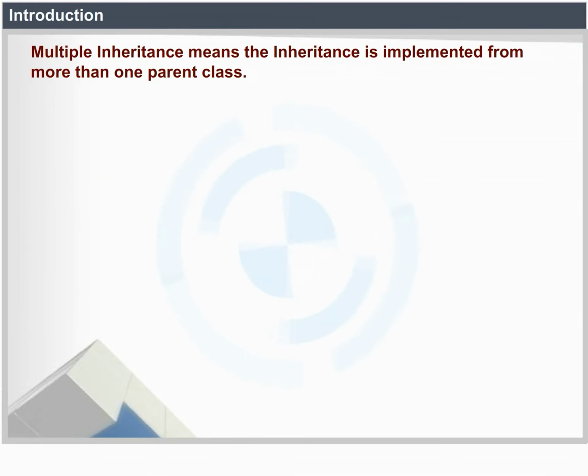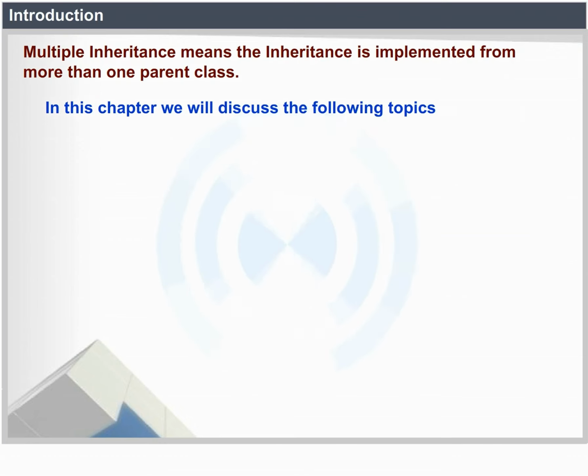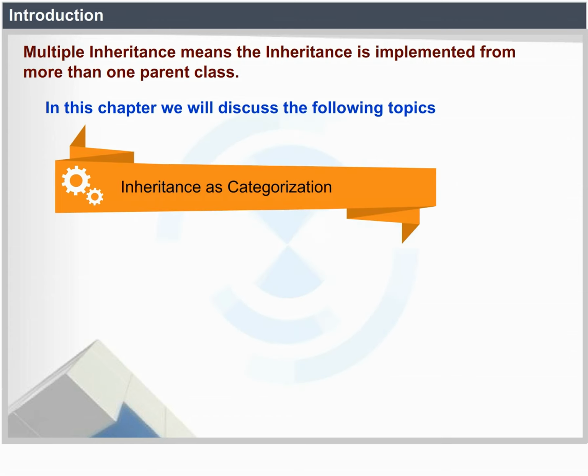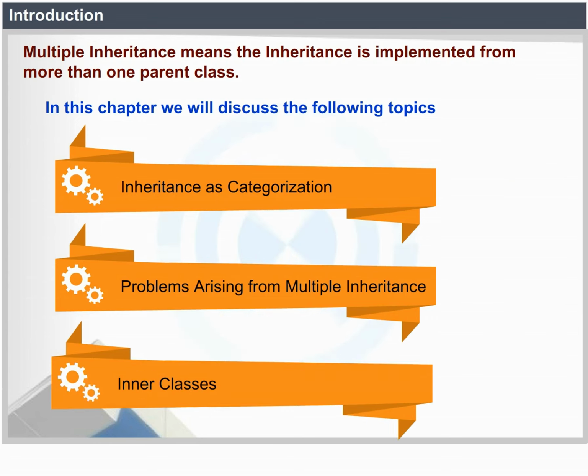Multiple inheritance. Introduction. Multiple inheritance means the inheritance is implemented from more than one parent class. In this chapter, we will discuss the following topics: inheritance as categorization, problems arising from multiple inheritance, and inner classes.